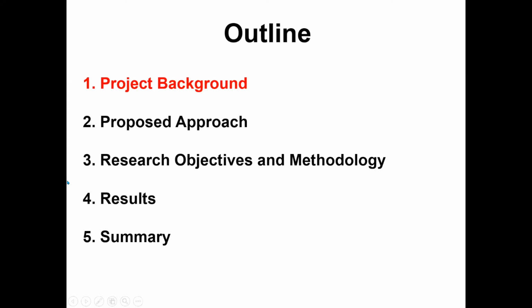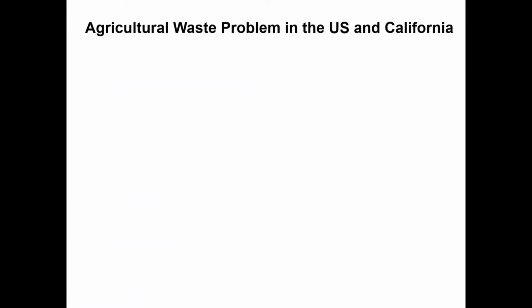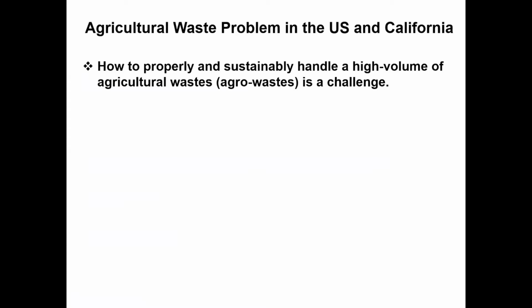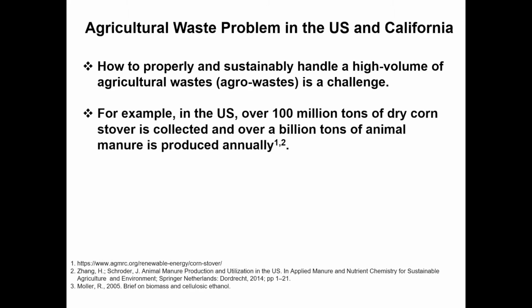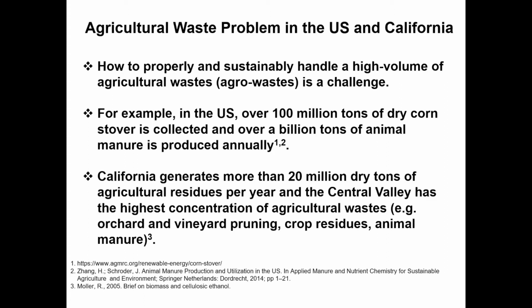Okay, so the first part, project background. The agricultural waste problem in the United States and California. We have lots of agricultural waste generated every year. How to properly and sustainably handle a high volume of agricultural waste is a challenge. For example, in the United States, over 100 million tons of dry corn stover is collected, and over 1 billion tons of animal manure is produced annually. In California, we generate more than 20 billion dry tons of agricultural residues per year.